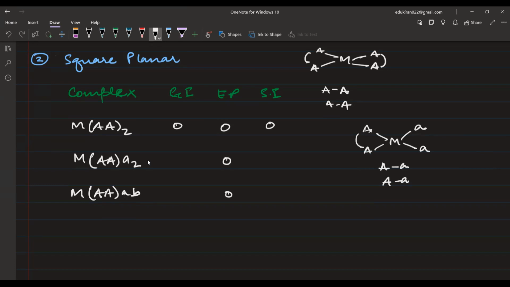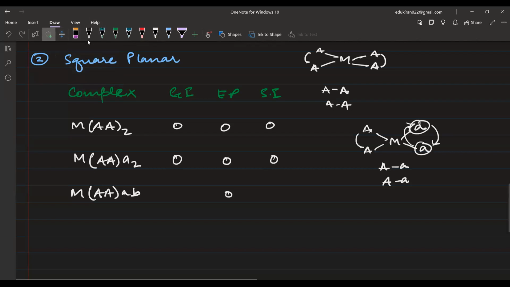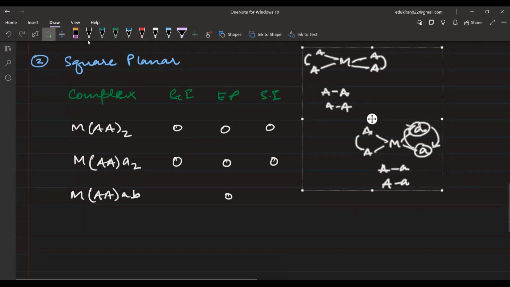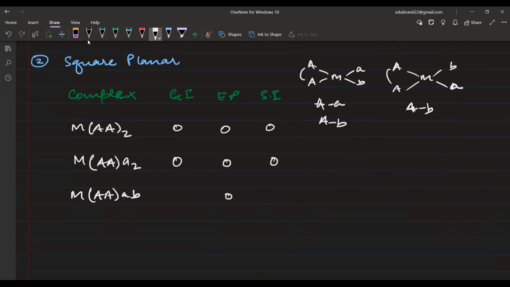Now what you can interchange here? You cannot change anything. If you put the A here and you put this A here, then also you are going to get A trans to A and A trans to A. Now the last one here also, this is 0, 0. Now in the last one, you can make 2 structures like this. But here also we have A trans to A, trans to B. Here also we have A trans to B and A trans to A.